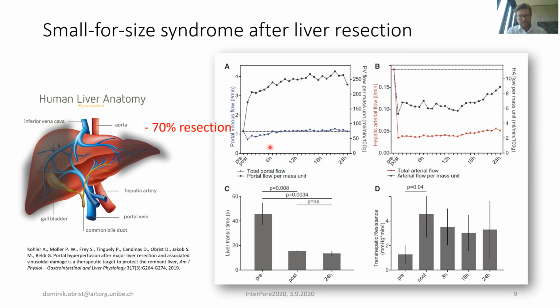What happened after was not expected. Namely, in the hours, talking about 6 to 12 hours, the portal venous flow recovered. It even overshot the baseline value before resection a little bit. Okay. So what is going on here? We still have only 1/3 of the liver here, but after a while, the flow completely recovers. And even though we have only 1/3, we have per liver volume 3 times the flow going through the liver volume. This cannot be good.